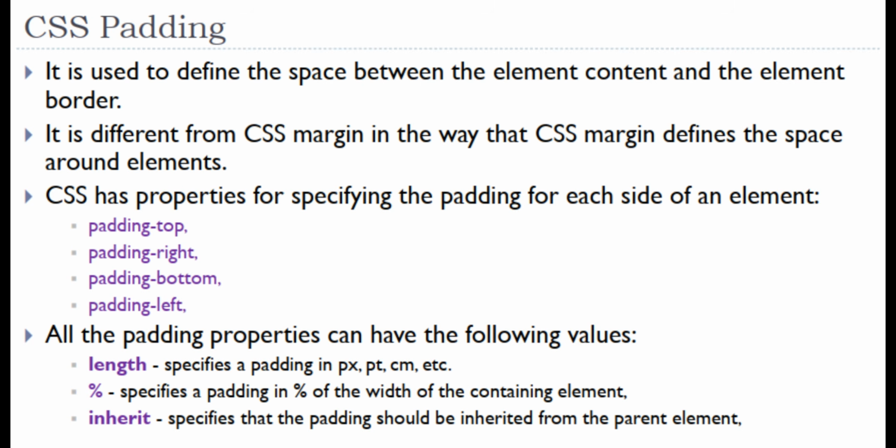CSS padding. It is used to define the space between the element content and the element border. It is different from CSS margin in the way that CSS margin defines the space around elements. CSS has properties for specifying the padding for each side of an element: padding-top, padding-right, padding-bottom, padding-left. All the padding properties can have the following values: length specifies a padding in px, pt, cm, etc. Percent specifies a padding in percent of the width of the containing element. Inherit specifies that the padding should be inherited from the parent element.